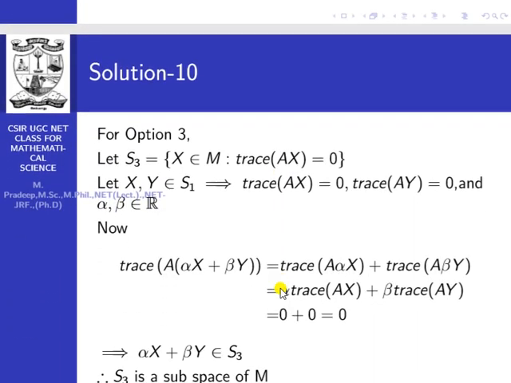அப்பனா second option true. That means second option is also subspace னு அர்த்தம். Third option வந்து for S3, S3 ன்றது trace of Ax equal to 0 னு கொடுத்திருக்காங்க. அப்பனா x, y belongs to இங்க S3 வரணும்.